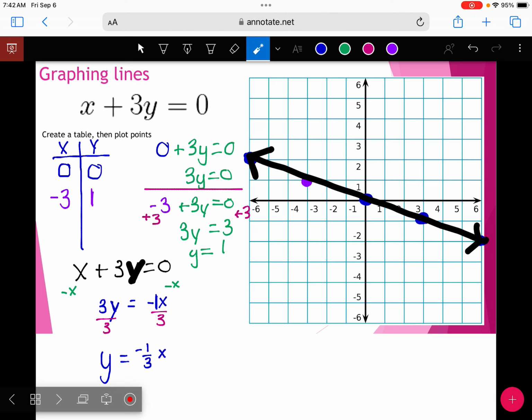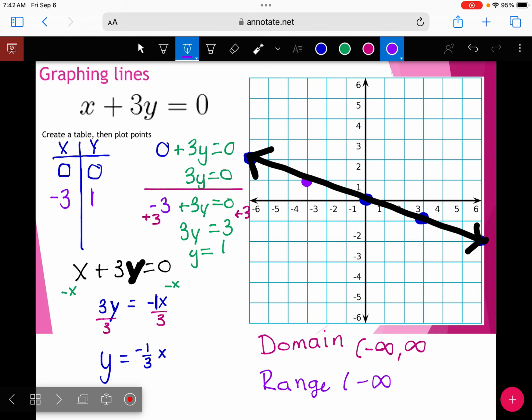Random question I'm going to throw at you. What's our domain for this line? That would be an intercept. What's our domain? Negative infinity to positive infinity. What's our range? That's our smallest y's, negative infinity. It is going down. It's going over a lot faster, but it is going down. So from negative infinity to positive infinity.